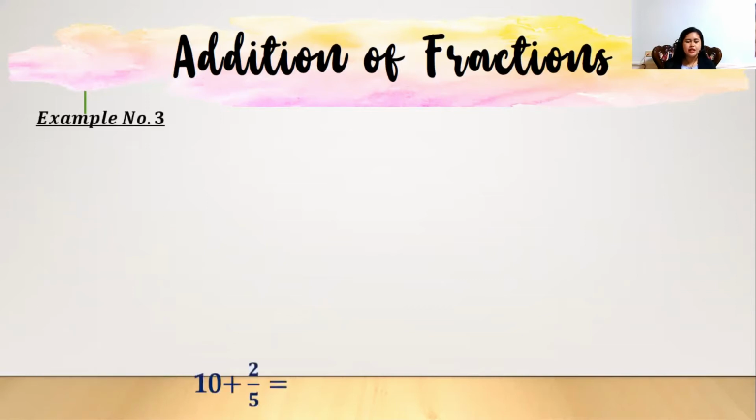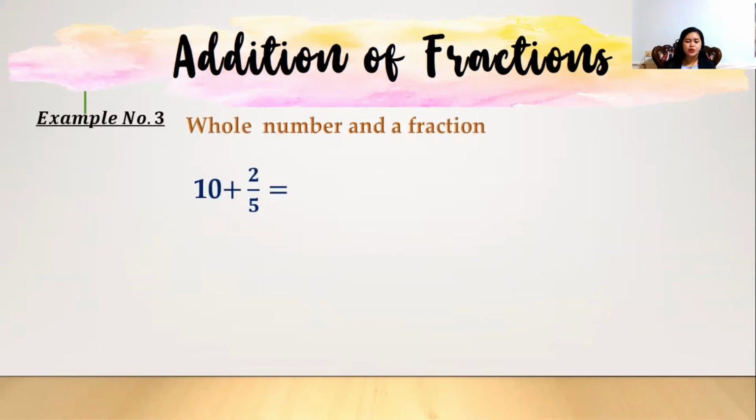Okay, now let's have the third example: adding a whole number and a fraction. For this example, we have 10 as our whole number and our fraction is 2/5. If we are going to add these, we just omit the addition symbol and write the fraction beside the whole number. So we have now 10 plus 2/5 is equal to 10 and 2/5.